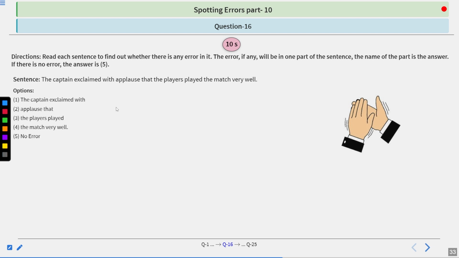The captain exclaimed with applause that the players played the match very well. Your options below and 10 seconds to spot the error.